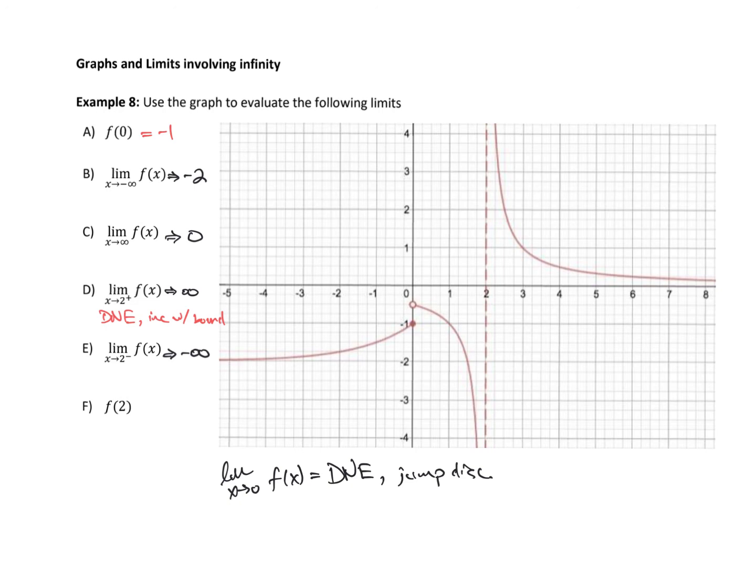And then let's look at f of 2. Do I have a value at 2? No, it doesn't exist. Because why? Because it is a vertical asymptote. All right, pretty good.